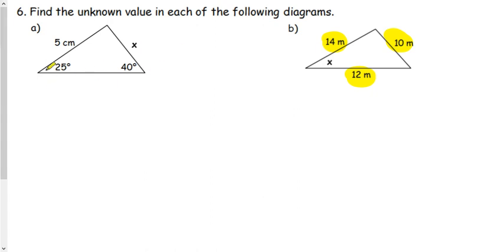I don't have side, side, side. I don't have side, angle, side. That tells me it's probably a sine law problem. For sine law, we need matching side angle pairs. So here's an angle that I know. Here's a side that I know. That's a matching pair where I know both of them.